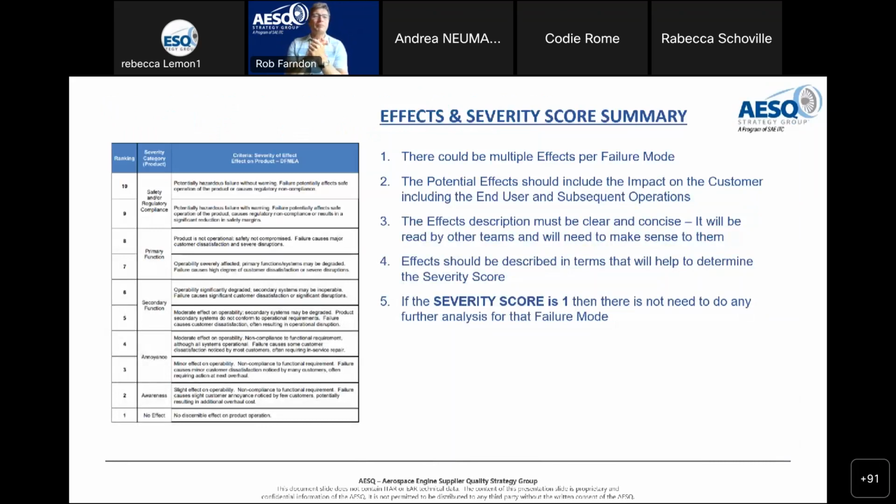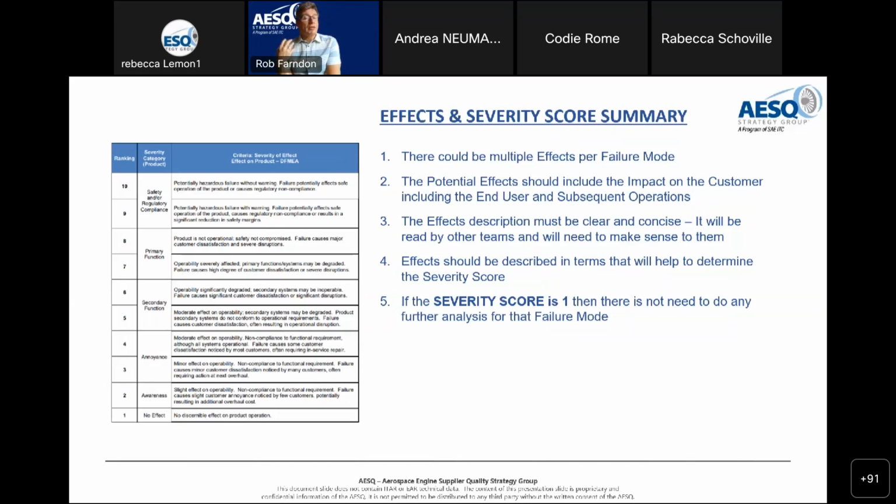So I'll give you a bit of a summary before we move into a first time of questions and answers. We'll at that point be around about halfway through the DFMEA, so we're doing fine for time. There could be multiple effects per failure mode. Remember that, and you're going to score them all, but you'll probably only use one of them later in the scoring. They should include the impact on the customer and the end user. Keep the effects description clear and concise, but sufficient to communicate what you're worried about. Describe in terms that will help determine the severity score, and inform other teams about what it is that you're concerned about in this failure mode.